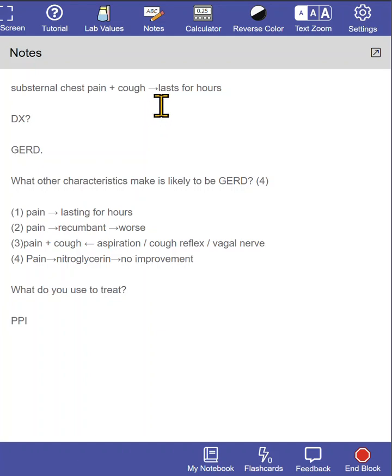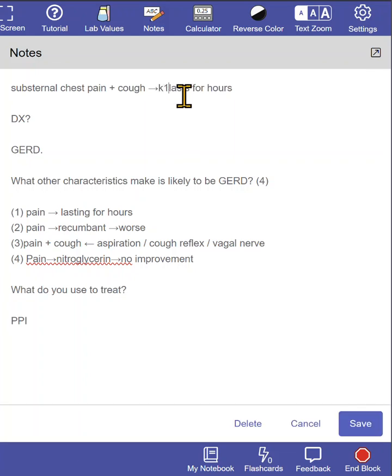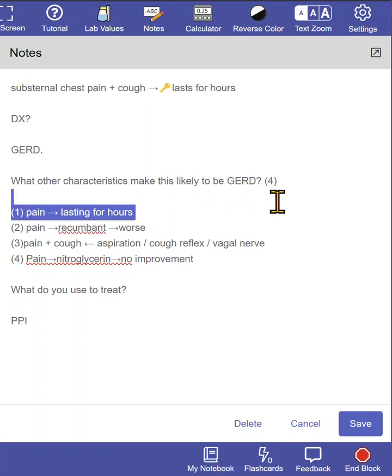Substernal chest pain, cough, lasts for hours. Diagnosis is GERD. So if it lasts for hours, then you can call it GERD and not yourself do a workup on it. So what other characteristics make this likely to be GERD? Pain lasting for hours is a huge one.